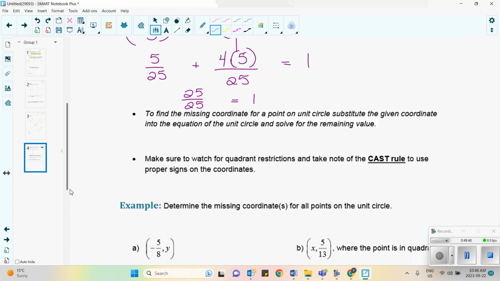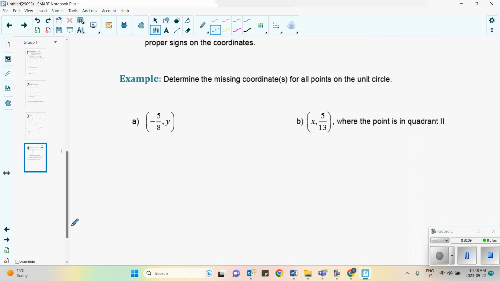All right. So this next part is we're going to say the point is on the unit circle. It's like the Pythagorean theorem. You're just going to find the missing side, and you just need to do the CAST rule to figure out where you are. Okay, so here, determine the missing coordinates for all points on the unit circle. The question has told us it's on the unit circle. We just got to figure out why. There's no restrictions here. Okay? So we'll go through.